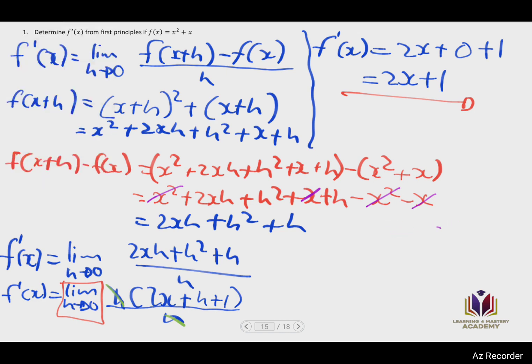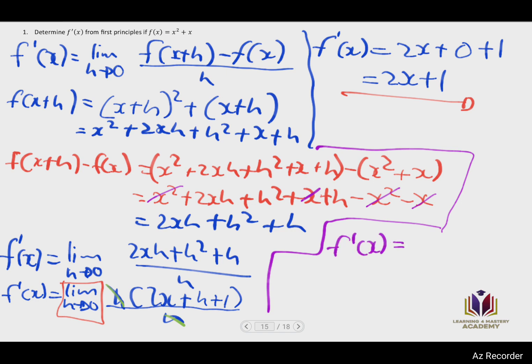You can always check if your answer is correct. How do we check? One would ask. Simple. You just use your normal derivatives, right? You multiply. So let me actually just copy the question first. We're going to derive this the normal way, right?